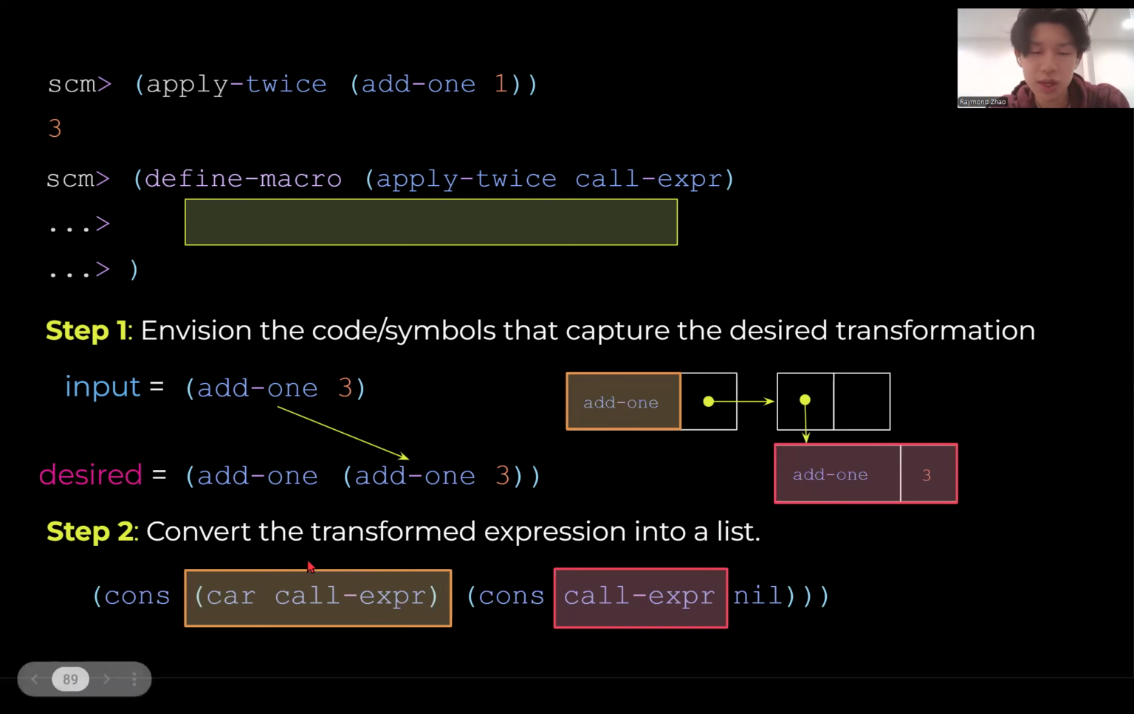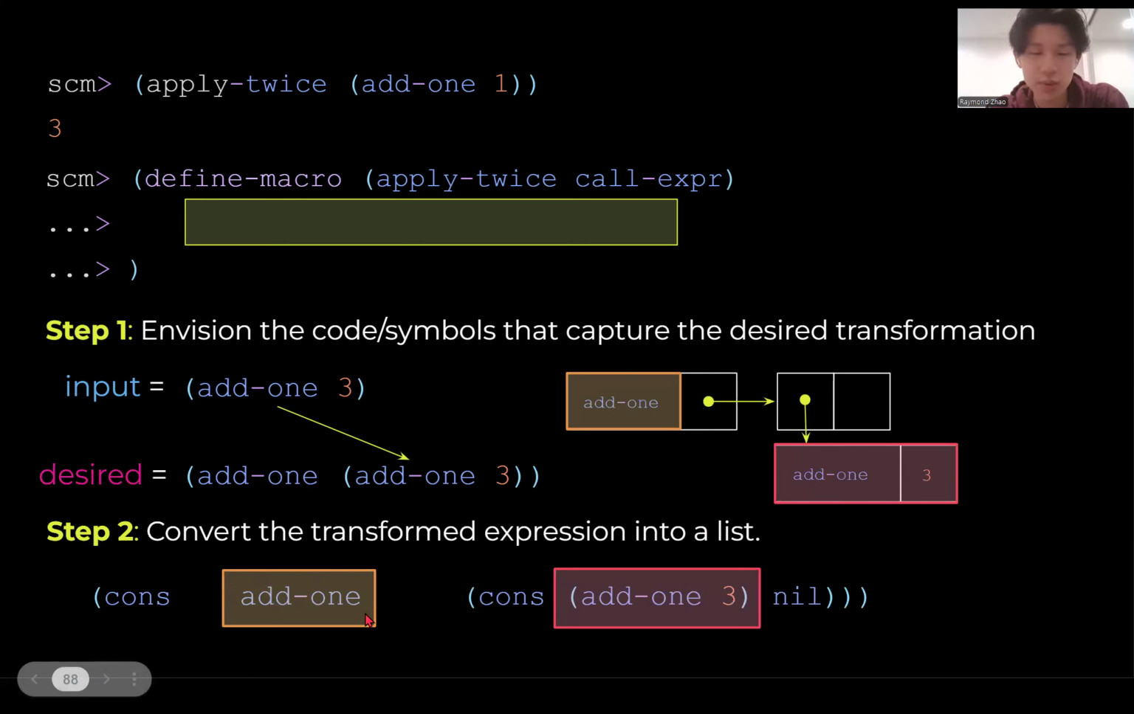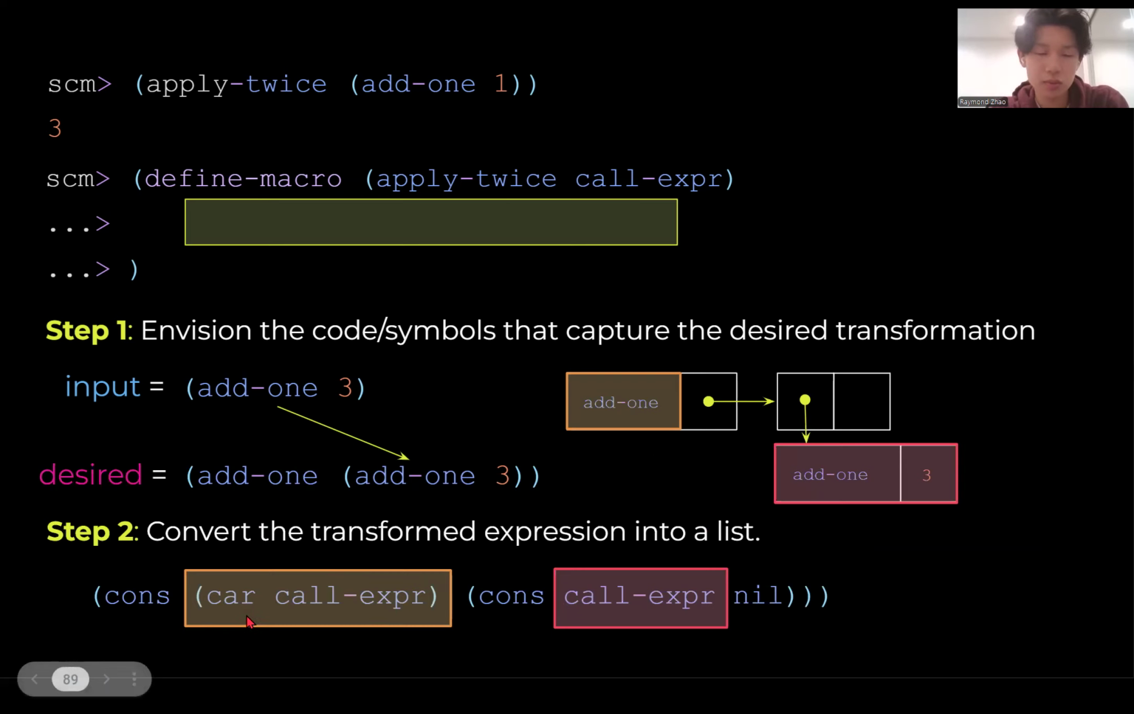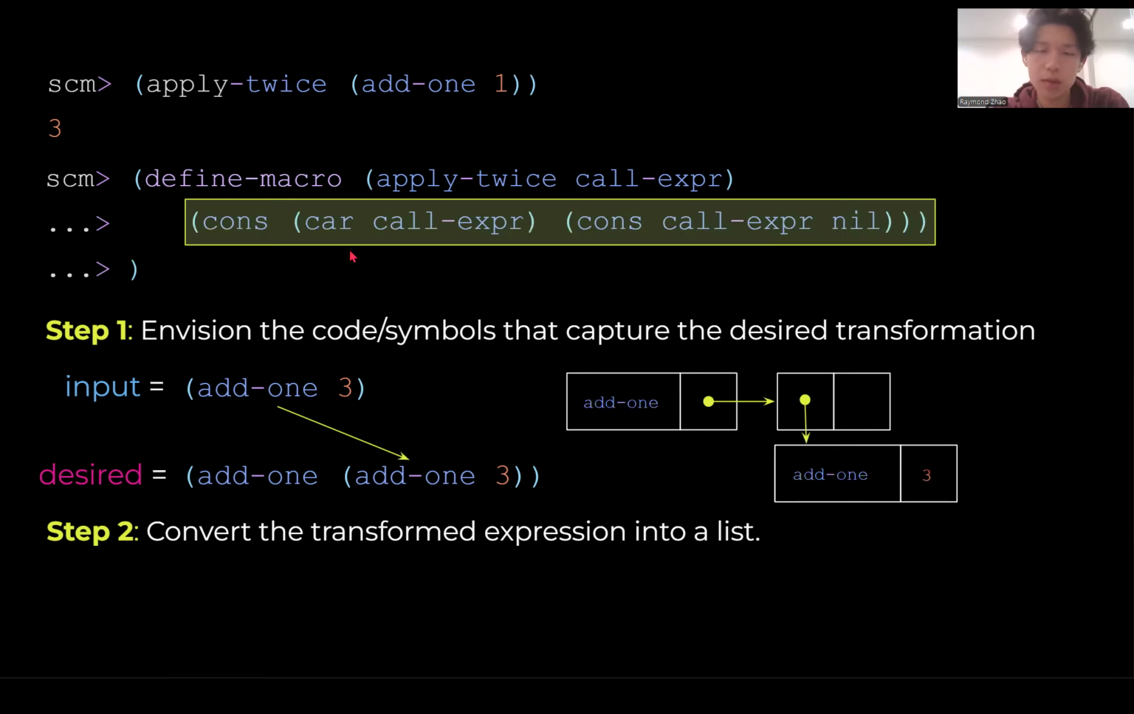So let's substitute in the actual names now. So instead of the example, I'm going to actually substitute in the car of call expression, right? If this is the entire call expression, then I want to cons the car of it, which is add one, and I want to cons it onto cons call expression onto nil, so I get the nested list. There are different ways you could have written this. I could have cons car of call expression onto list of call expression. That also works. Okay. And there we go. We've written our macro.